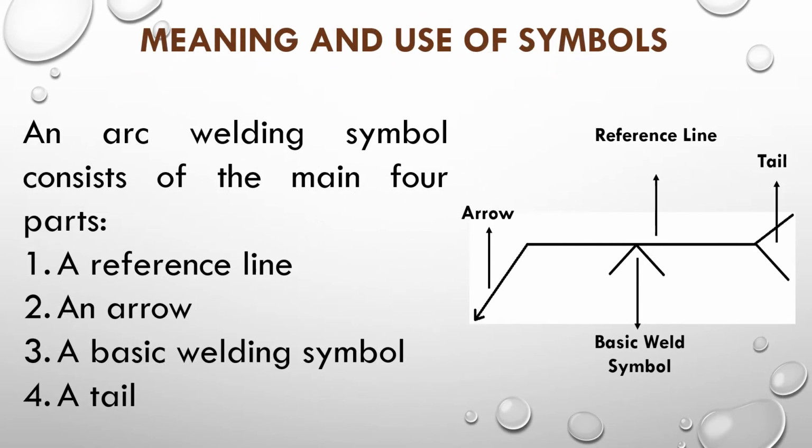An arc welding symbol consists of the main four parts: a reference line, an arrow, a basic welding symbol, and a tail.